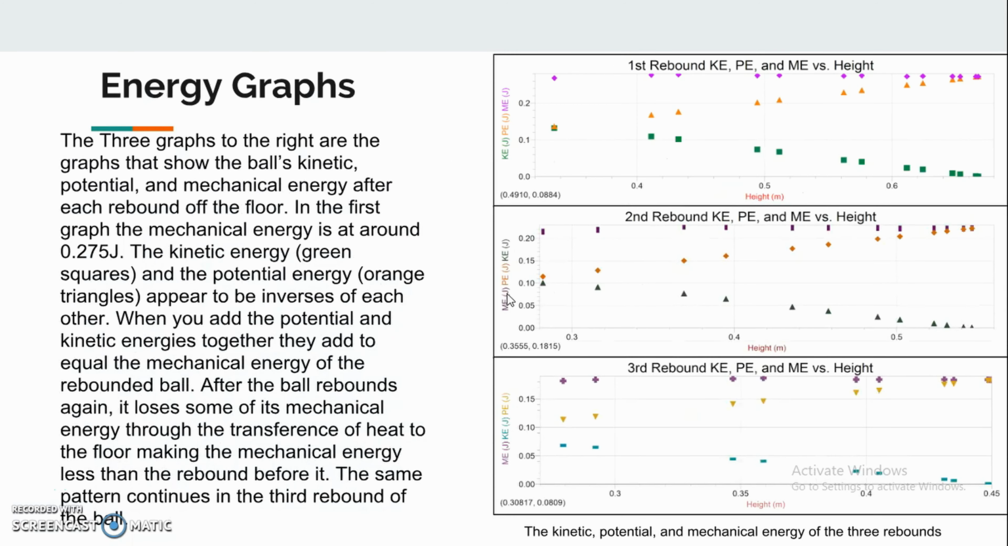The three graphs to the right show the ball's potential, kinetic, and mechanical energy after each rebound off the floor. In the first graph, the mechanical energy is around 0.275 joules. The kinetic energy, which is the green squares, and the potential energy, which is the orange triangles, appear to be inverses of each other. When you add the potential and kinetic energies together, they add to be equal to the mechanical energy of the rebounded ball. After the ball rebounds again, it loses some of its mechanical energy through the transference of heat to the floor, making the mechanical energy less than the rebound before it. The same pattern continues through the third bounce.